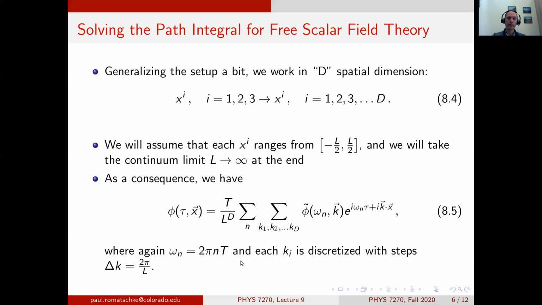The Matsubara frequencies are again given by 2 pi T times n, and those are dictated from the fact that the thermal circle goes from 0 to beta, where beta is just the inverse temperature. So really what we have is 2 pi over the length of the circle times n. And similarly, each of the k_i's that transform the directions that extend from minus L over 2 to L over 2 are basically discretized in units of 2 pi over L, where L is the size of the box in each direction.